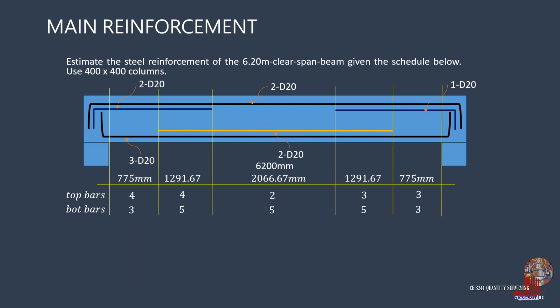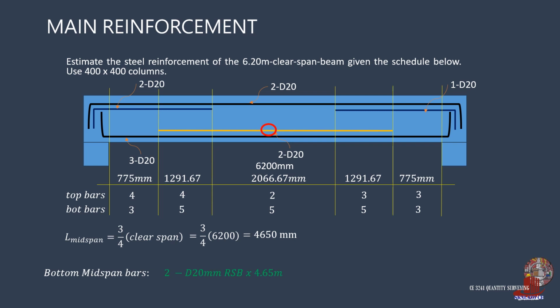The remaining bar is the bottom midspan, which from the interpretation is taken as 2 D20 mm. Its length is 3/4 of the clear span, and that is 3/4 of 6.2 meters, which gives 4.65 meters. So the bottom midspan bars can be taken as 2 D20 mm by 4.65 meters.